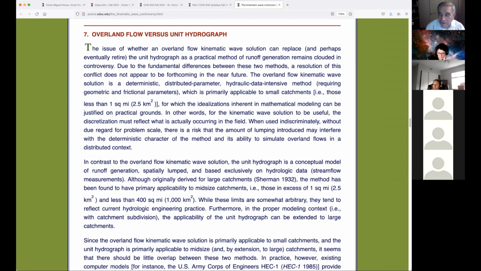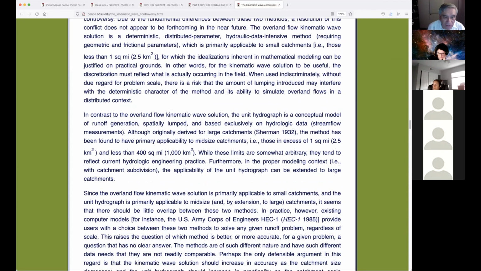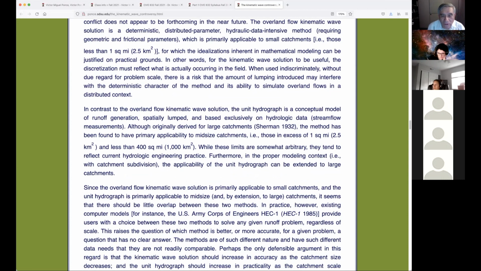a ton of answers, more answers than you would care to use. The unit hydrograph gives you only one answer. So if you want to use 2 or 3 or 5, you're stuck. You can only use one answer. So those are the limitations of these things. But nevertheless, these are the two methods that we currently use. People use overland flow or the unit hydrograph.